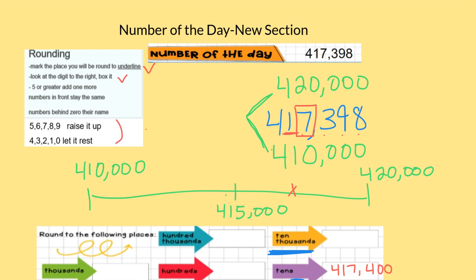5 or above, give it a shove, and 4 or less, let it rest. So I see that my number is a 7. That means I am going to give it a shove or raise it up. So that number, 417,398, rounded to the nearest 10,000, is 420,000. Okay, like I said, we are not going to do all 5 of these, but when you do your number of the day today, you do need to do that.